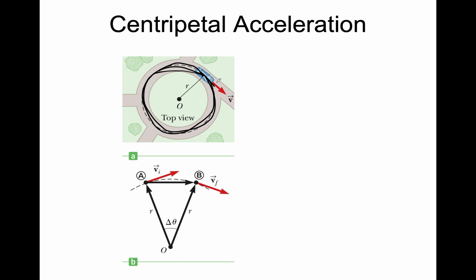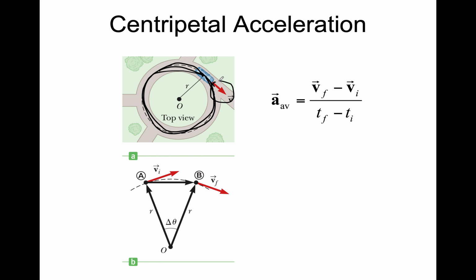but the velocity does change because the direction of the velocity is constantly changing. So even for constant angular speed motion, there is acceleration because the direction of this tangential velocity is always changing. And we call this acceleration centripetal acceleration.